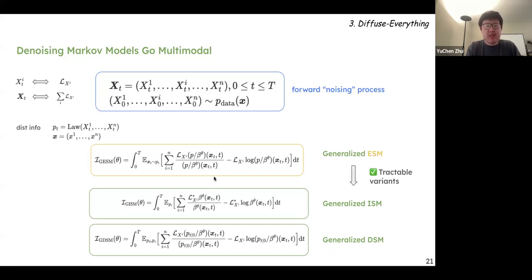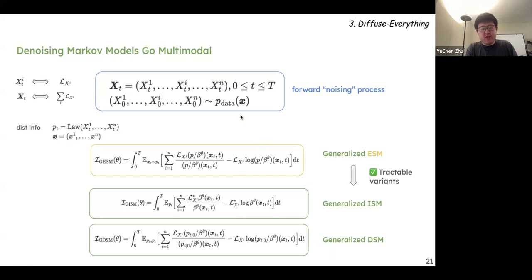Now in each of the terms, instead of just one L, we'll be summing all the generators of each component. Another difference is that now we have to take expectation over this joint distribution. That's why we put it as bolded X_t. Similar things happen for implicit score matching and denoising score matching, the generalized implicit score matching and generalized denoising score matching as well.